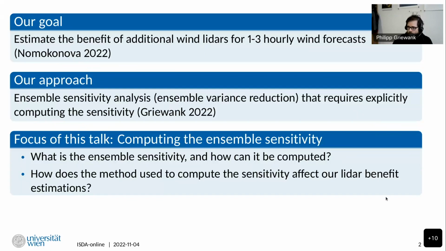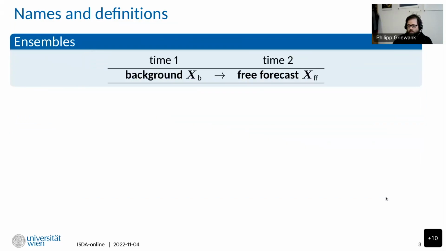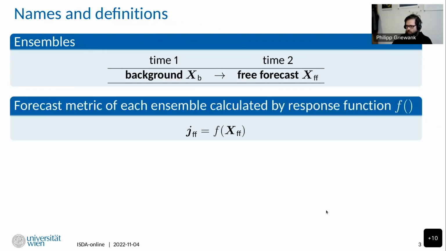And with that, let's start defining a few things to avoid confusion. So this is all about ensembles. And here I'll be talking about two ensembles. At a certain time, we have the background ensemble, XB. And from that, we run a forecast, which we call the pre-forecast at time t. So these are things that we assume we already have from a forecast that's already been run.